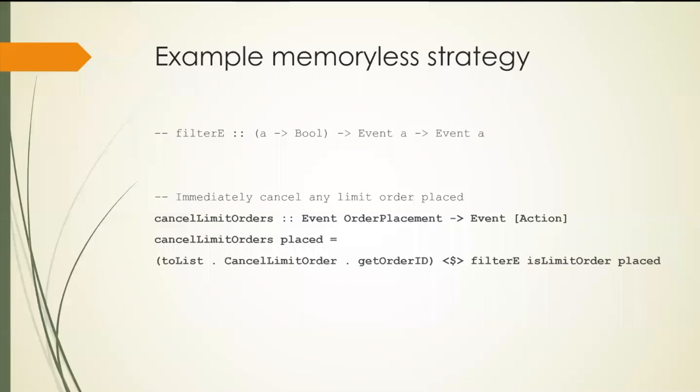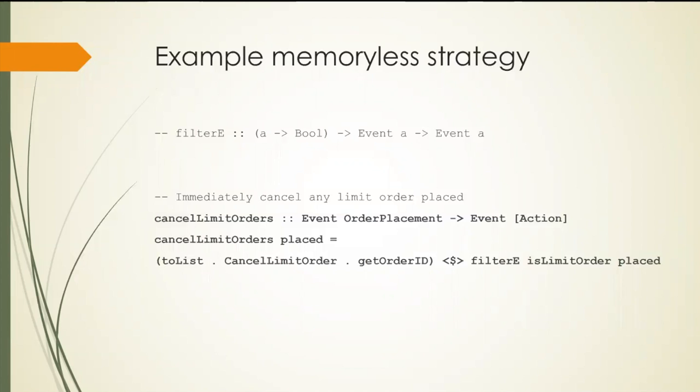What does it do? Every time it sees an event that you placed an order, it's either a limit order or a market order. You cannot cancel market orders, because they execute immediately. Try to do that, you might get an error. So we're not interested in those. We filter those out. So you have an event stream of these order placements, you filter it, and then you just fmap over the remaining placed limit orders. A simple operation: get the order ID, create an order cancellation for that order ID, and then toList just conses it with the empty list, to make the list of actions make sense.